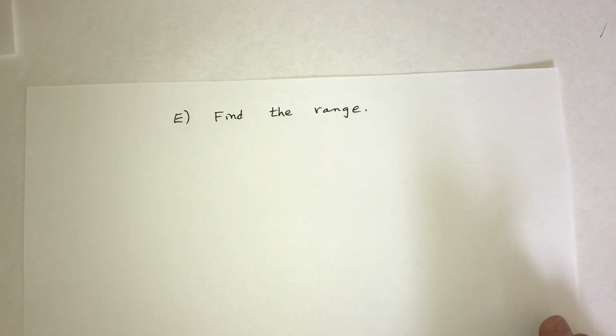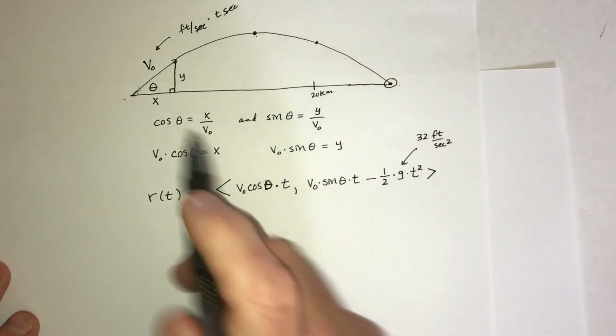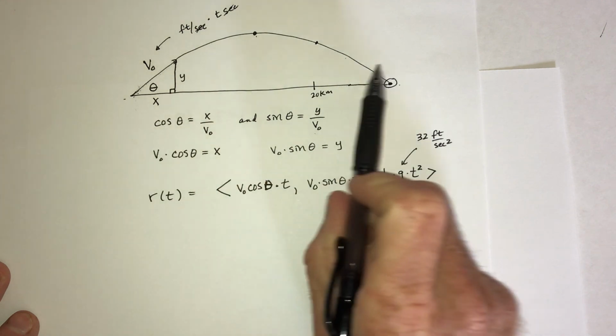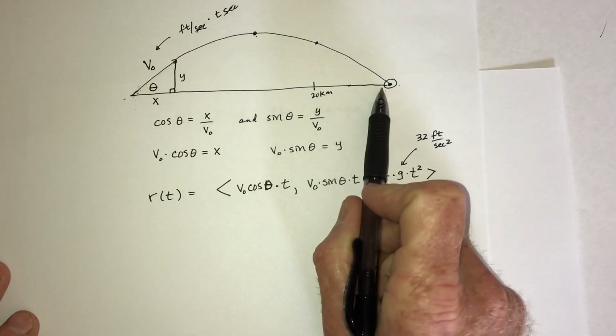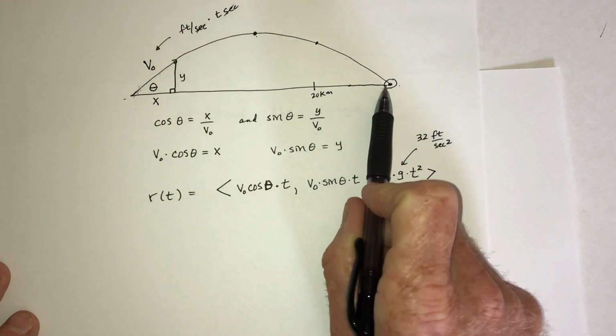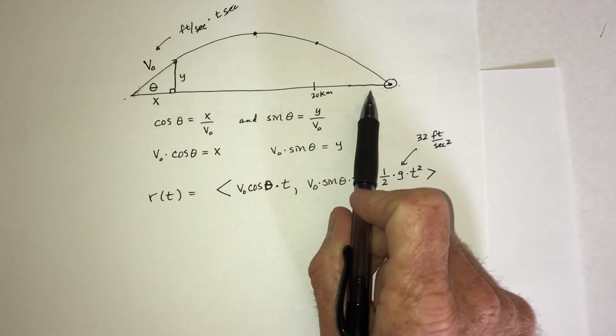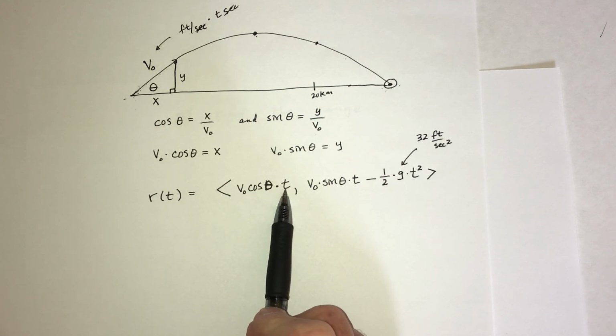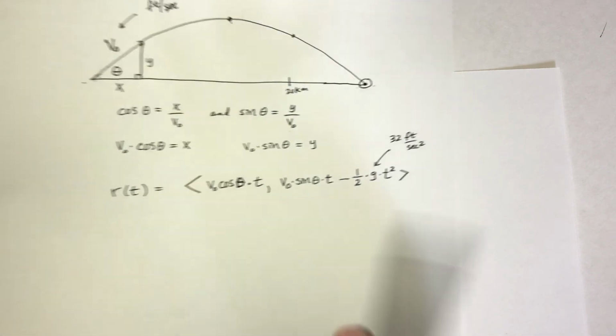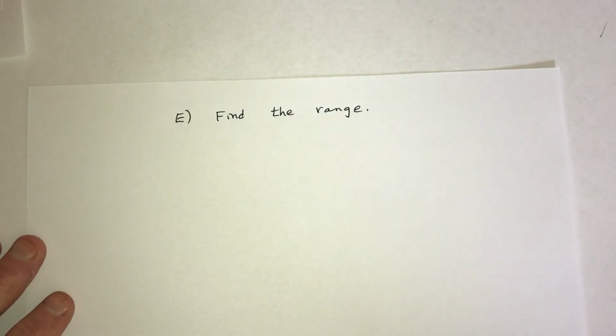Find the range. So what that means is, fire the projectile, it's going to land downrange. Well, this was 20 kilometers. Where's it going to land? In other words, what's the x value down here? So that means we just use this part, and for t, we plug in that 93.801 that we just found.